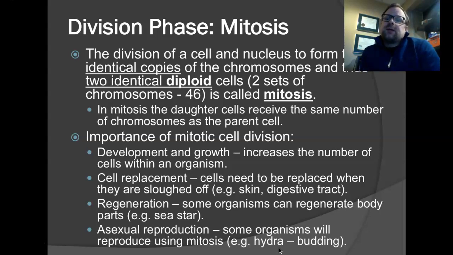Diploid just means having a full complement of DNA, meaning that you have all the DNA that you should have. In mitosis, the daughter cells receive the same number of chromosomes as the parent cell. So they should be genetically identical. You should be able to go into each of those daughter cells and find exactly the same chromosomes in each of them, and exactly the same chromosomes as you found in the parent cell, the cell that turned into two.